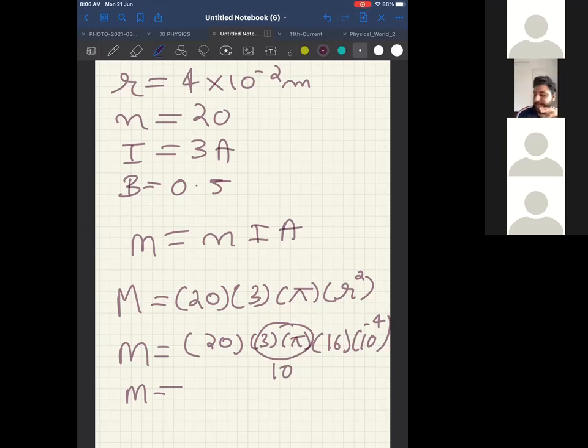Just check. If I take 3 pi as 10 on the screen that I have shown, therefore can I say the answer will be 20 into 10, that is 200. Now 200, if I take it like this, into 16 into 10 power minus 4, start.